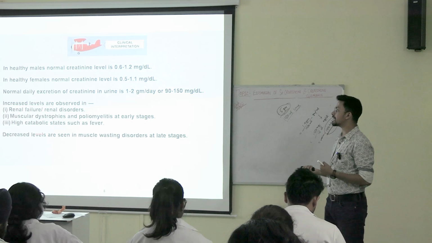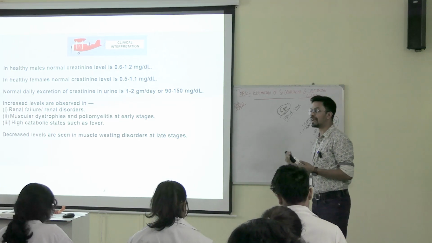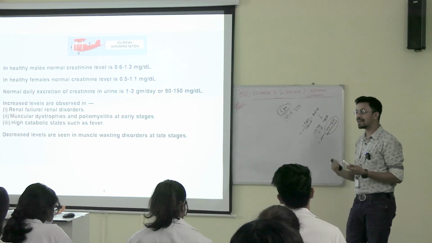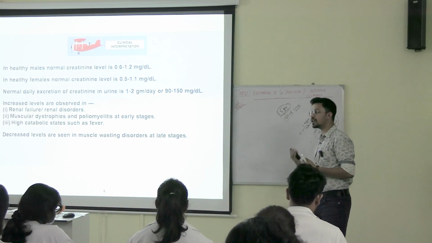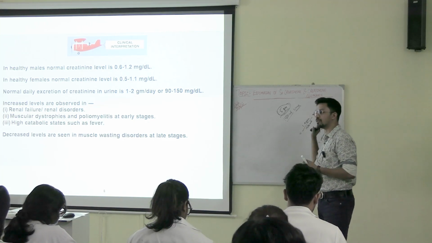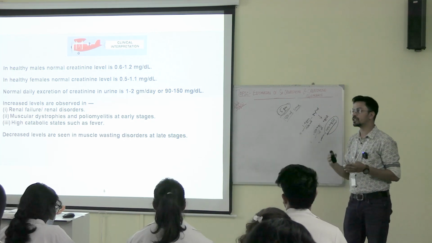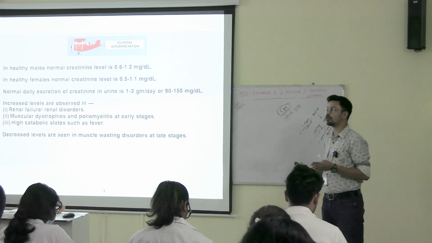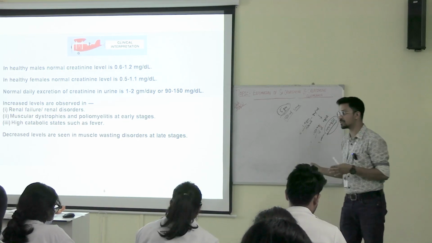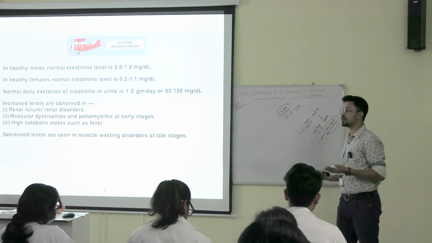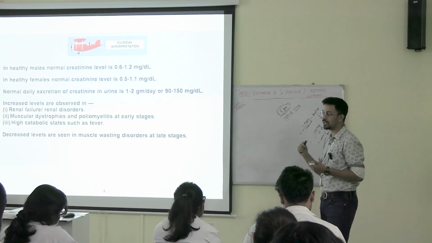Then high catabolic states such as fever. In fever also you can get an increased amount of creatinine, but mind you, it will not be as severe as in a kidney disorder. In kidney disorder it can be more than 2, 3, 4, 5, 6, 7. But in fever, compared to your normal, it could be more by 0.2, 0.3, 0.4, up to this much. If somebody has fever and has gone into sepsis, and because of that some organ is dysfunctioning, then it can rise more. Initially, because of fever, there can be a mild rise.